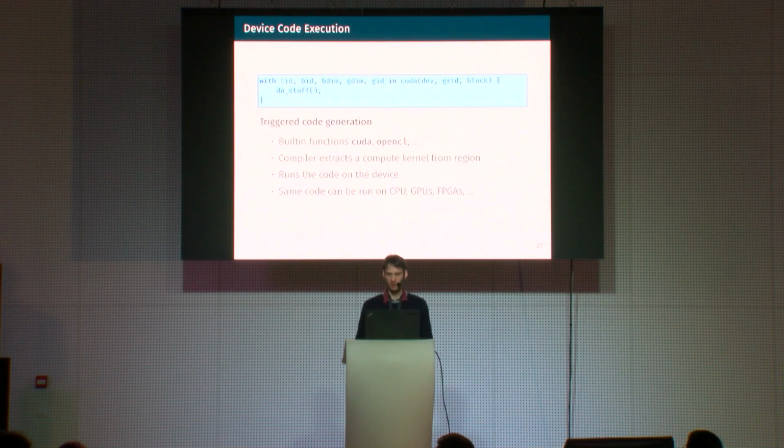We also allow people to write code on GPUs, FPGAs. To do this, we have other types of functions, one for each device. For CUDA, we have a function called cuda, for OpenCL, a function called opencl. And then, again, the compiler extracts a region to vectorize, transforms this into a kernel, and then executes this on the device.